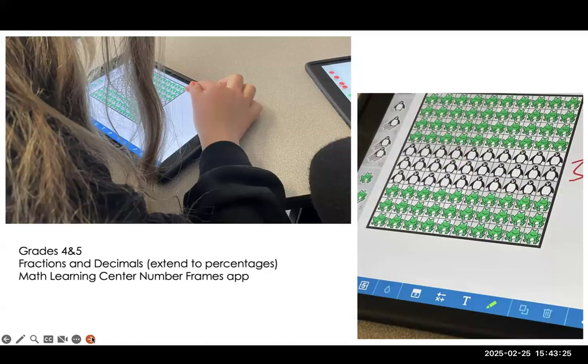This is in another grade 4 or 5 class where we were learning about tenths and hundredths and connecting fractions and decimals. And so this was the Number Frames app. So the students can adjust that to a 10-frame app or a 10 by 10 grid.